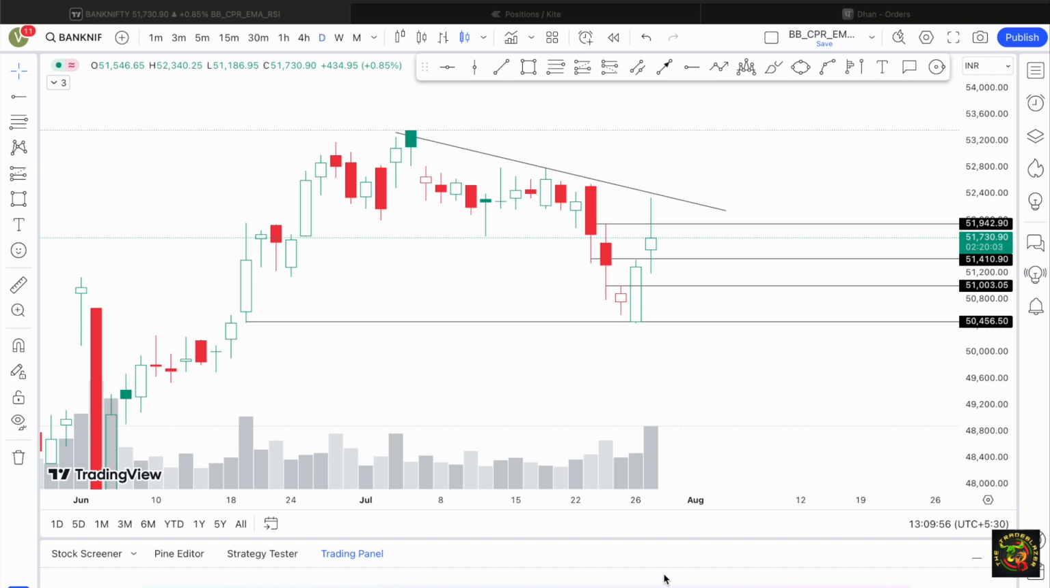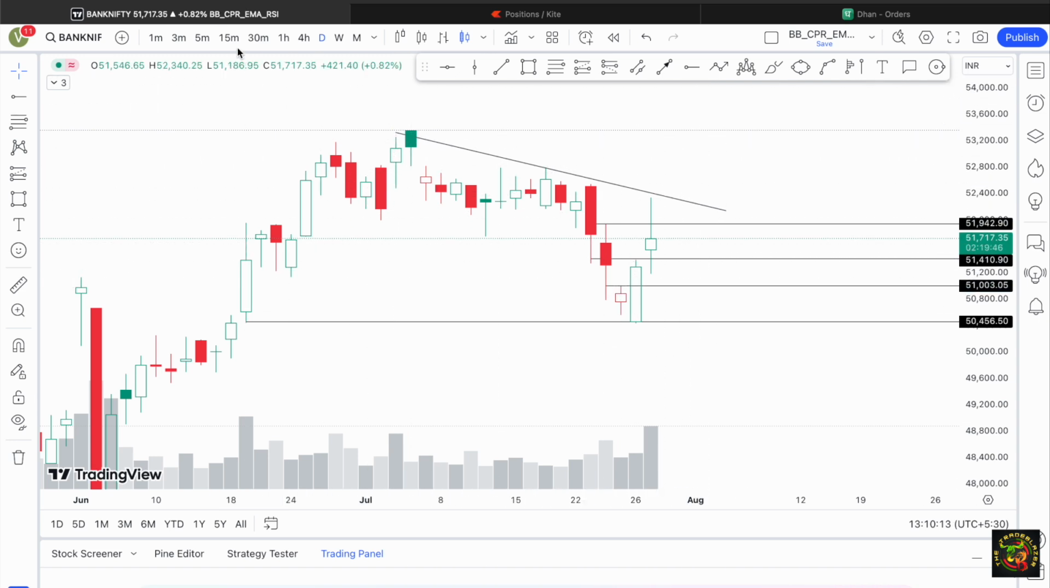Having said that, what are the important levels for today's intraday trading? So these are the levels: previous day low, previous day high, this important swing at 51,000, this swing high over here, and also this trend line. Okay, these are the important levels.